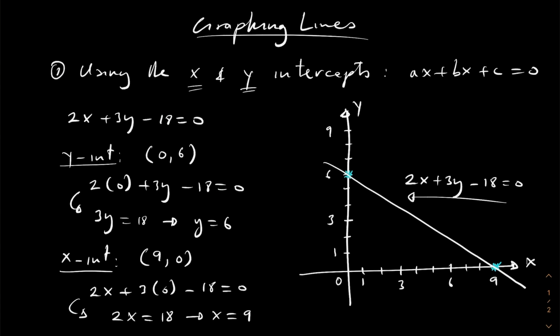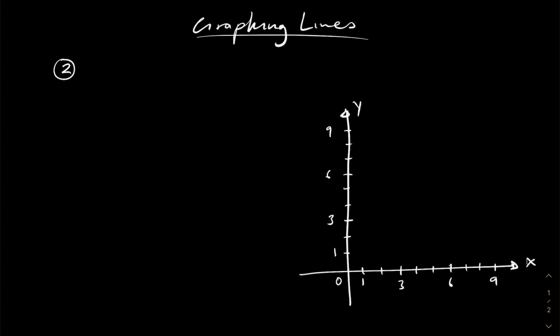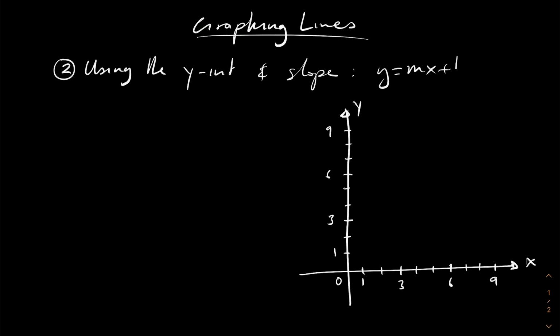And you are done. All right, and so the second method you can use to draft the equation of a line is by using the y-intercept and the slope. This is perfect when your line is given to you in slope-intercept form, meaning y equals mx plus b. Let me take the same example that I had before, 2x plus 3y minus 18 equals 0. If you wanted to draft this using the y-intercept and the slope, the first thing we would have to do is rewrite this in y equals mx plus b form.